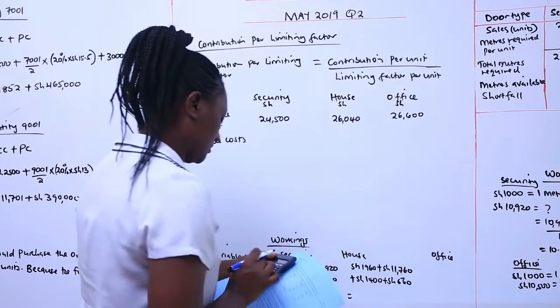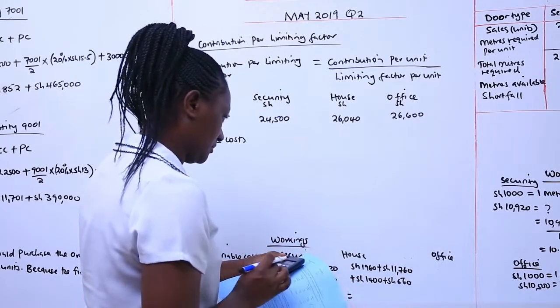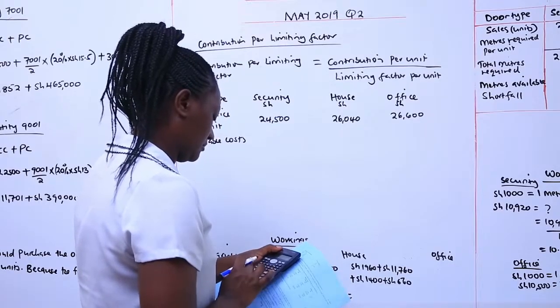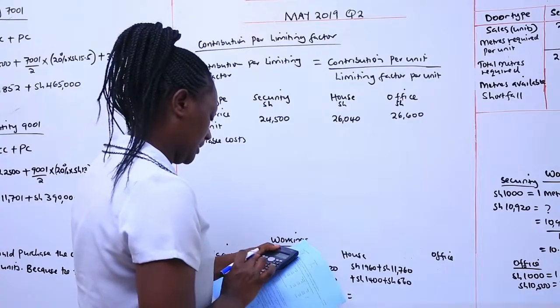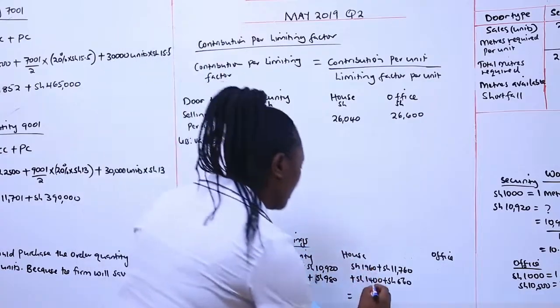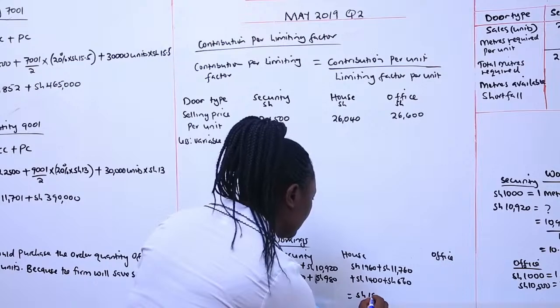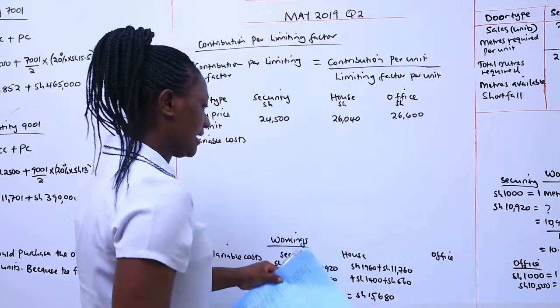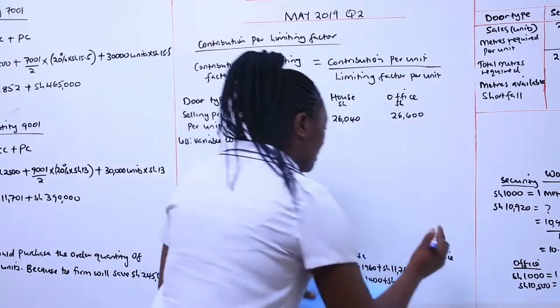This equals plus 560. This will be equal to 15,680.